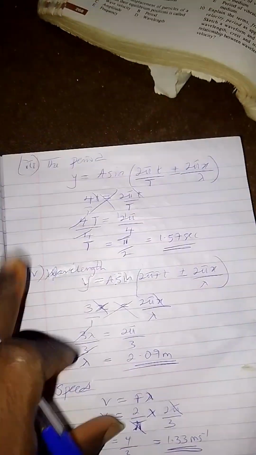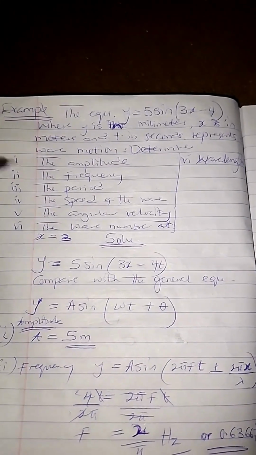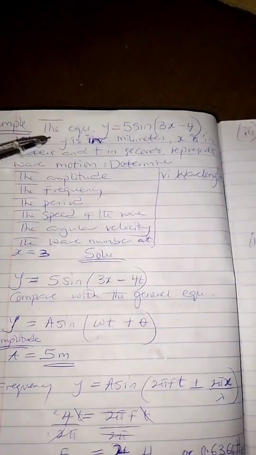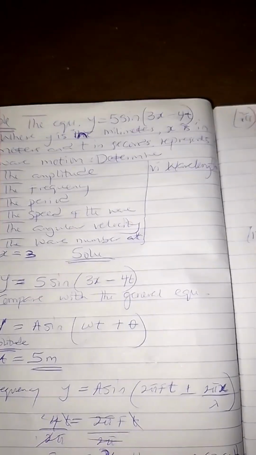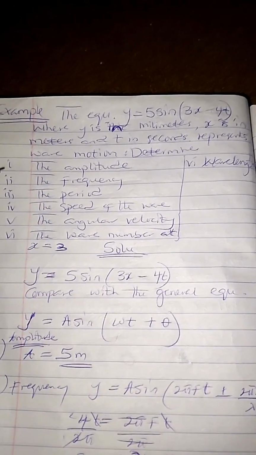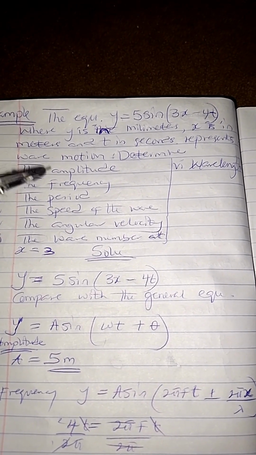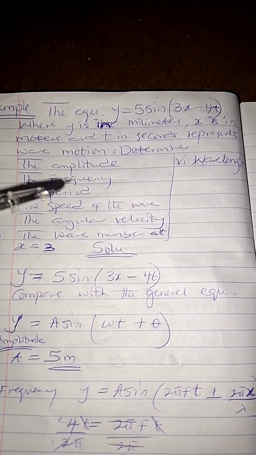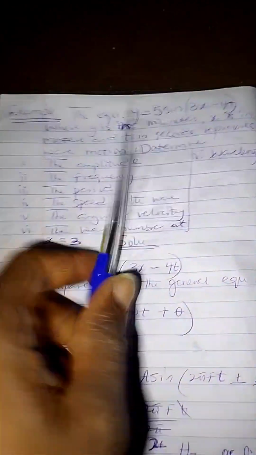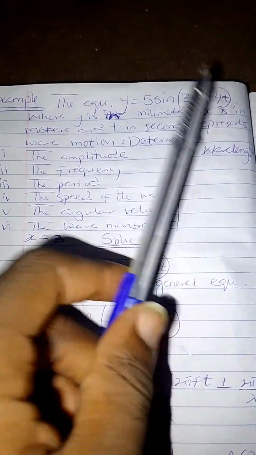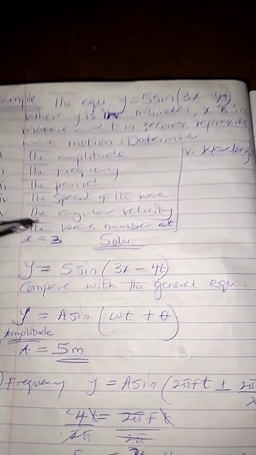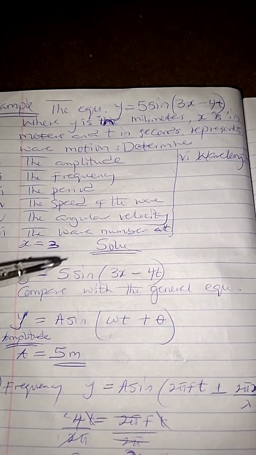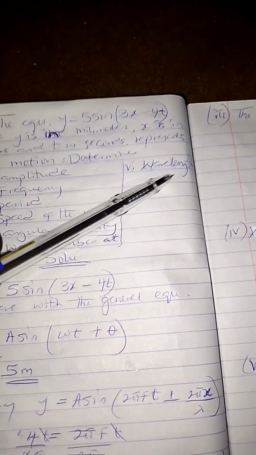Now I have a question to help buttress this point. They said the equation y equals 5 sine 3x minus 4t, where y is in millimeters, x is in meters, and t is in seconds, represents the wave motion. They said this equation you are seeing here represents the wave motion. They now ask you to determine the amplitude, the frequency, the period, the speed of the wave, the angular velocity, the wave number at x equals 3, and also the wavelength.